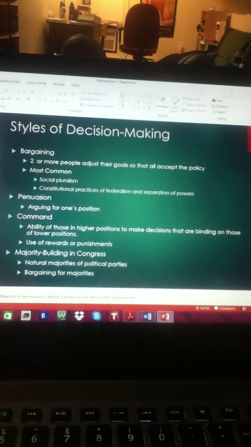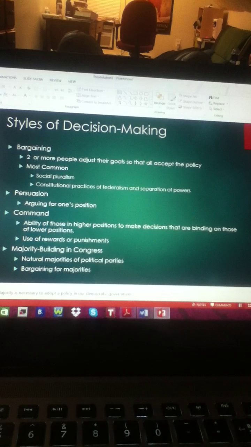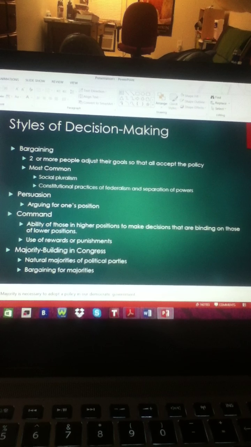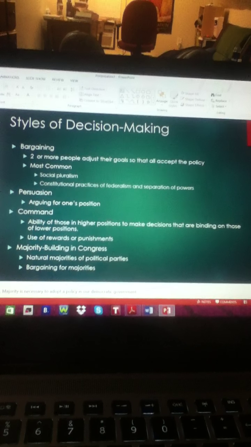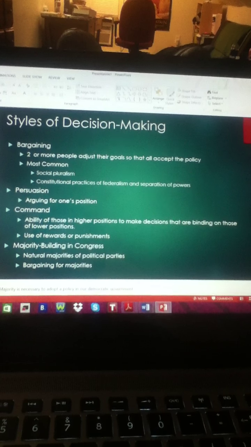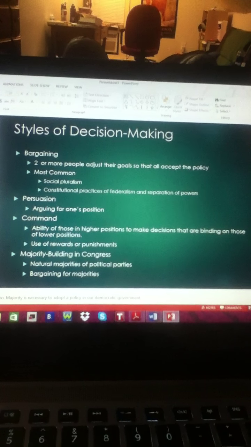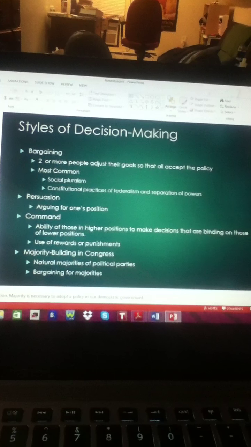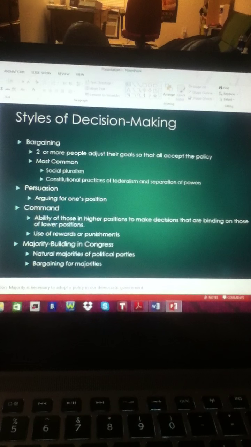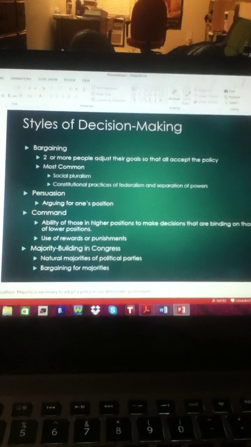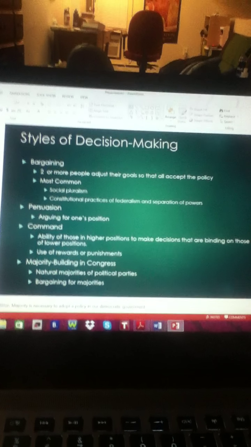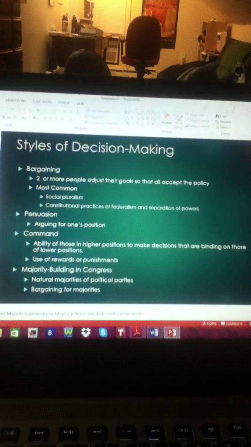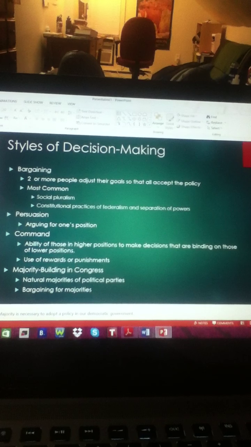The government needs majorities in order for a policy to be adopted. There are natural majorities, which are the political parties that have the majority in the House and the Senate, and also bargaining occurs for majorities, which would get both parties to support a policy.